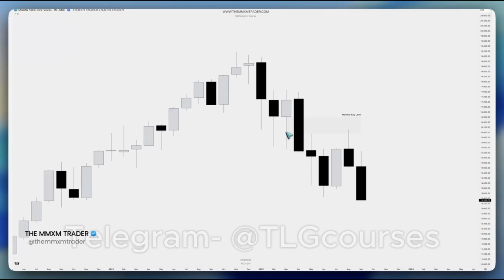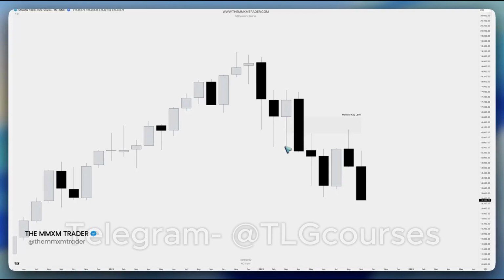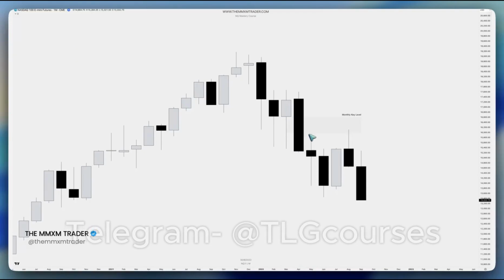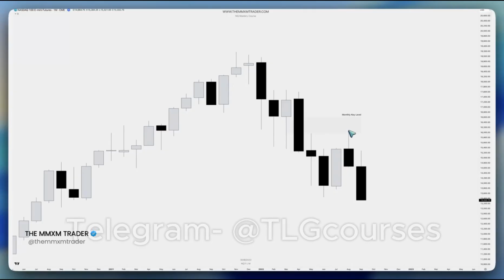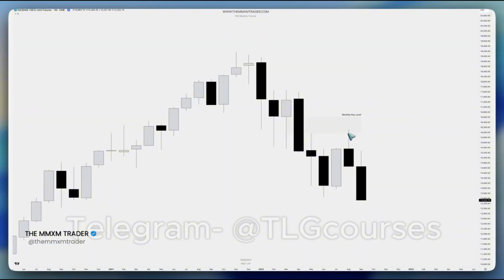This is a redelivered rebalanced key level. This is where this wick closes, and then you have this imbalance here. Because it's a wick, this is what I call redelivered rebalanced. We trade up into the monthly key level.